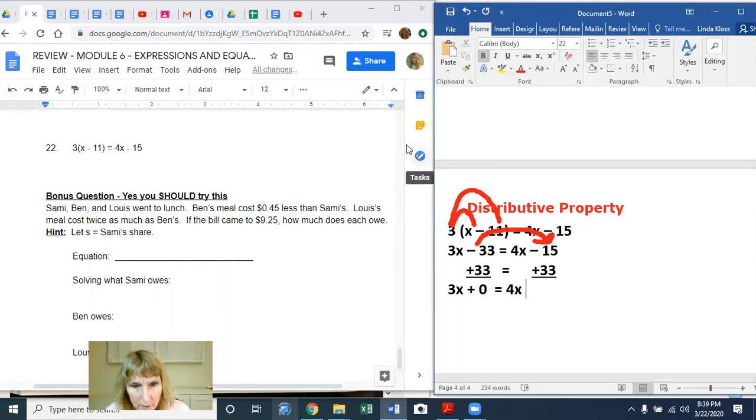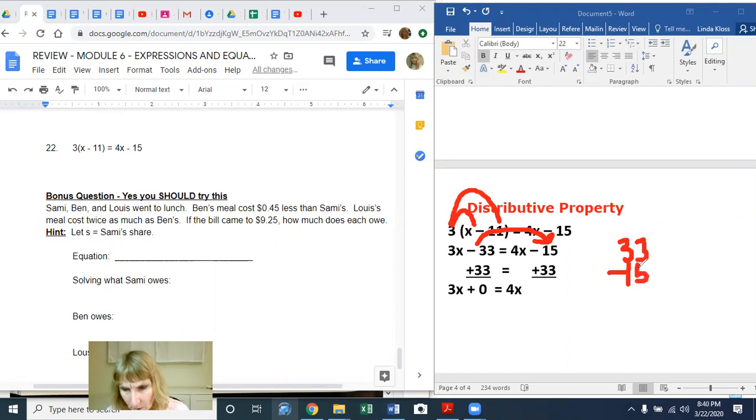Well, isn't that the same as 33 positive minus 15? So I'm just going to rewrite it vertically. Sometimes you have to do that to get a picture in your mind of what's really going on.